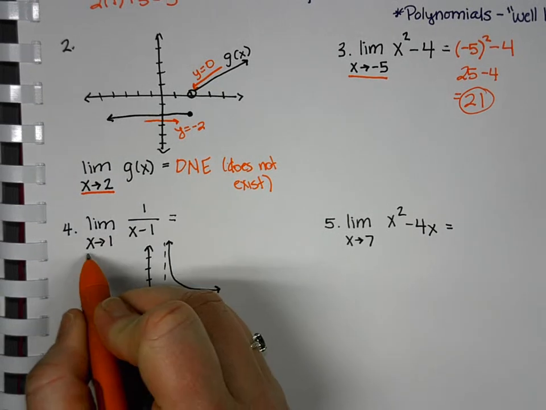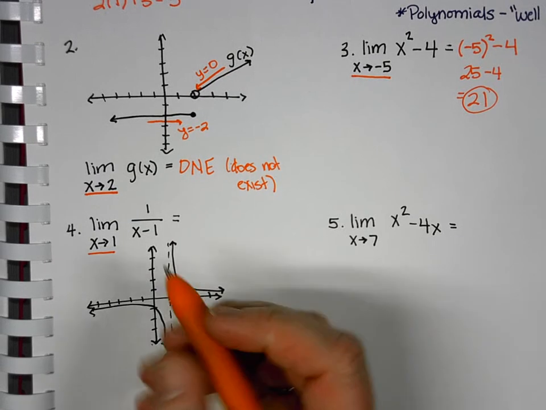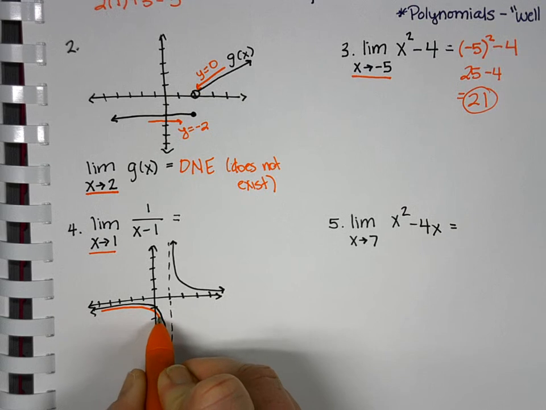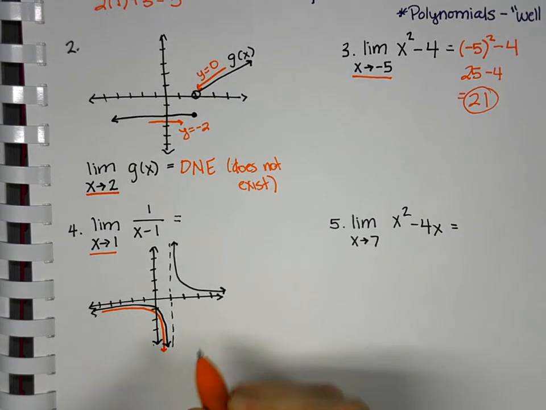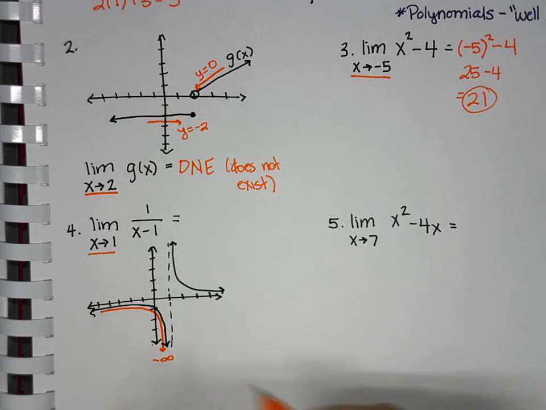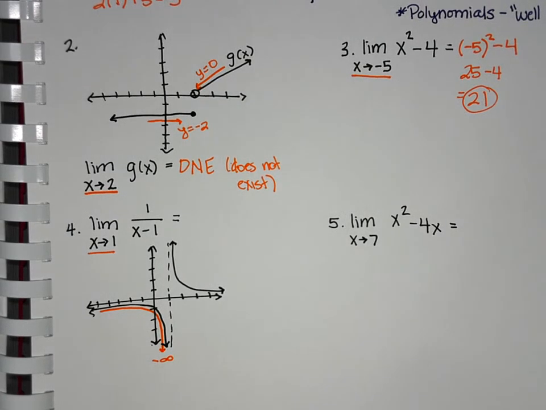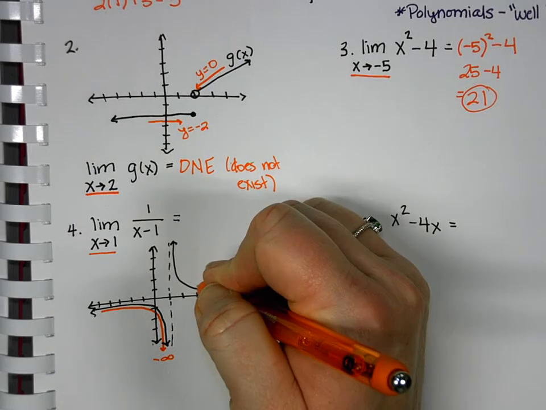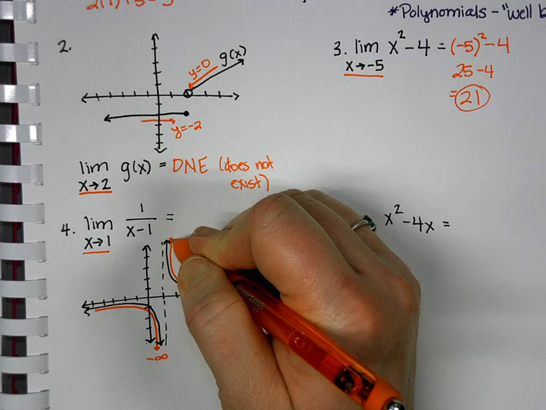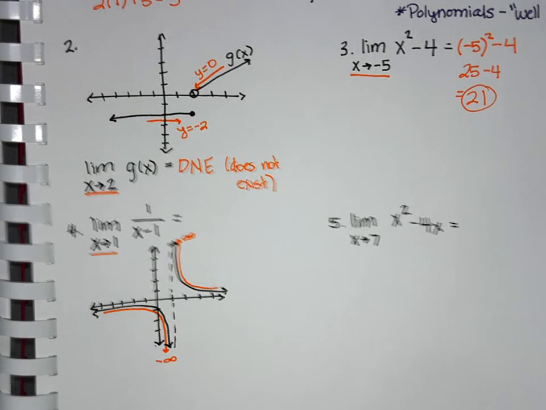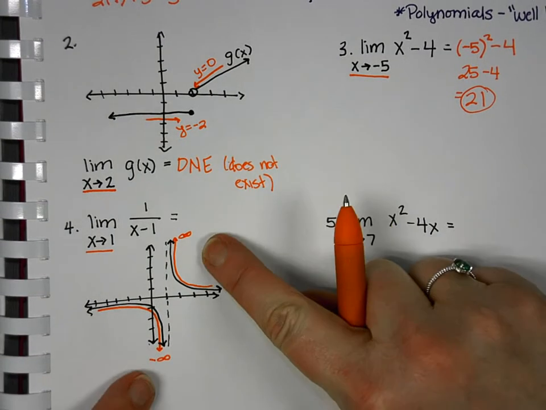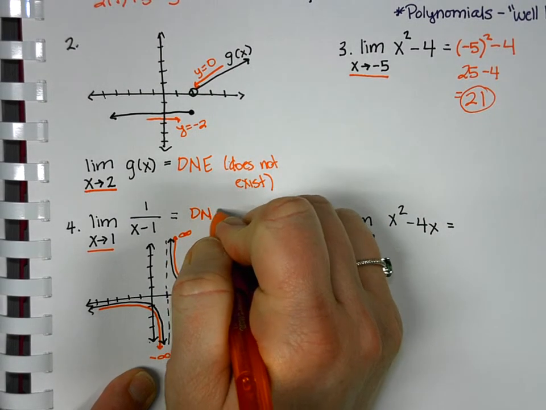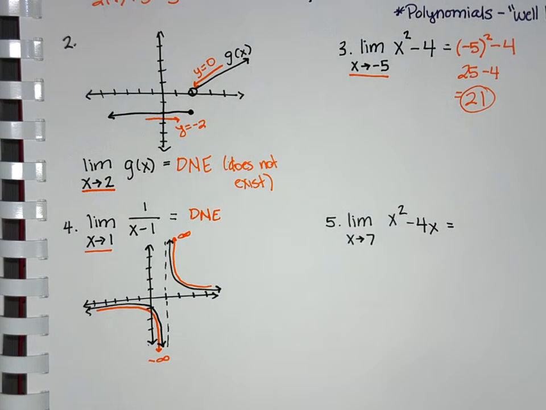So here we're finding the limit as x approaches 1. From the negative side, I'm approaching my y value. Since it's an asymptote, my y value is just going to keep going lower and lower and lower, meaning it's approaching negative infinity. From the right side, my y value is going up and up and up, approaching infinity. If these do not match, then we say it does not exist. You can just abbreviate that DNE.